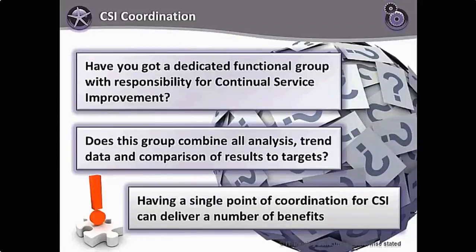Have you got a dedicated functional group in your organization with responsibility for continual service improvement? If so, is this group the single point for combining all analysis, trend data, and comparison of results to targets? Having a single point of coordination for continual service improvement can deliver a number of benefits, which we'll review on the next screen.